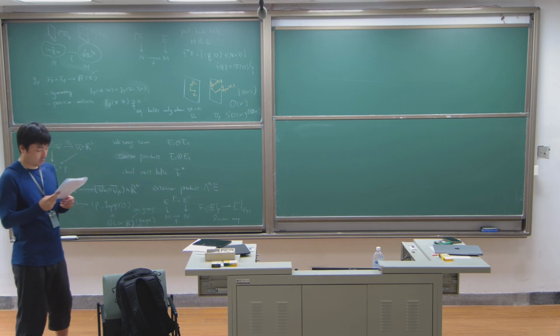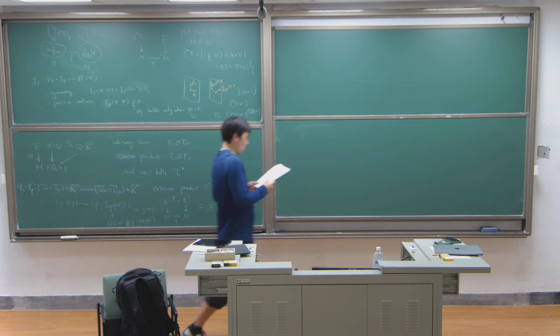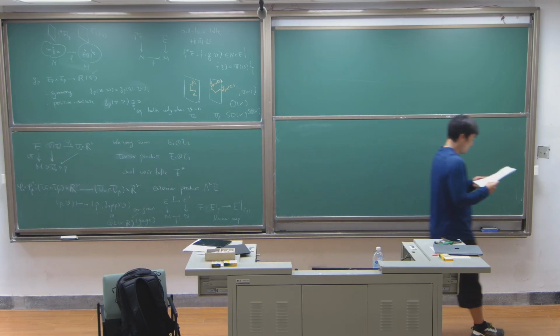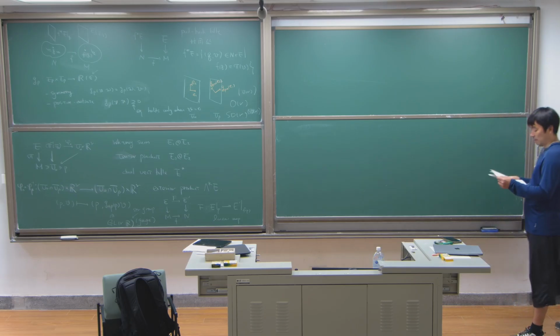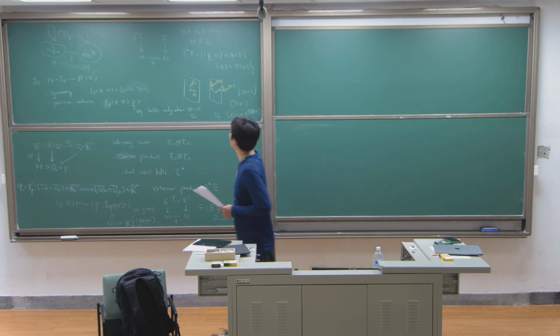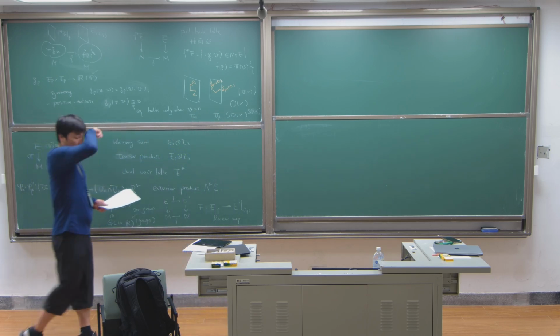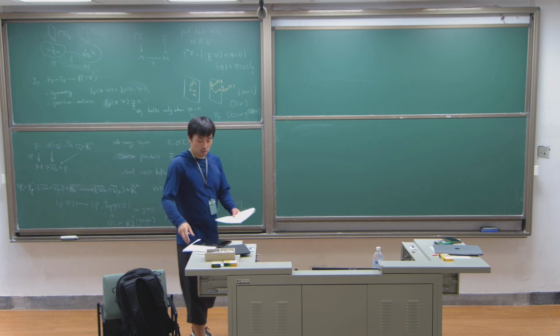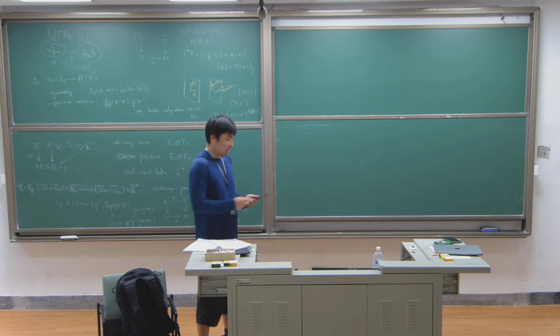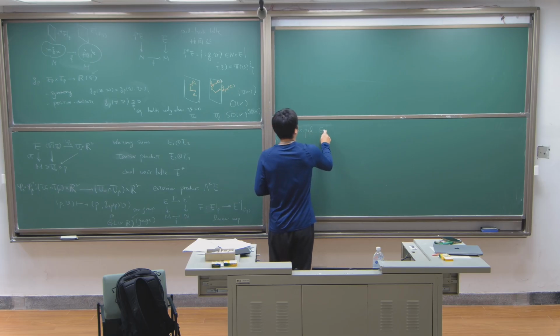The structure group reduces from GL(R) to O(R). Okay. That's the operation one can do in the vector bundle. And then now we will turn to the principal G bundle.